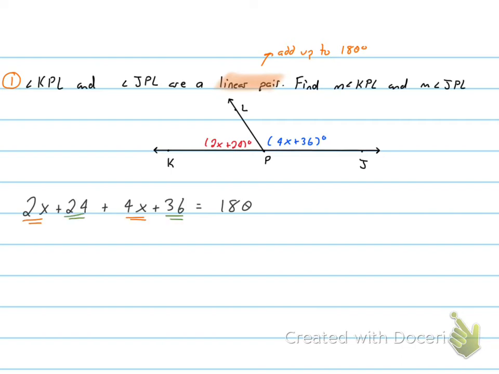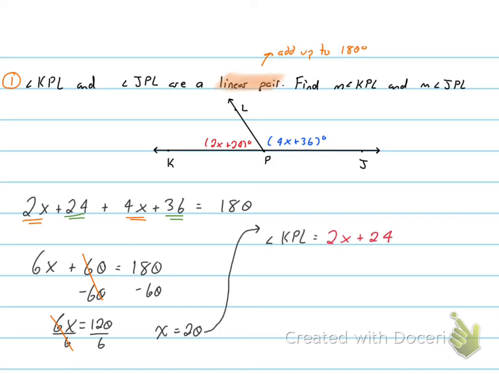Now let's solve for x. So we'll combine like terms. Now I have 6x plus 6 equals 180. I'm going to get that x by itself. And I'm left with x equals 20. Now finally I'm going to plug this in for KPL and JPL. Angle KPL is 2x plus 24. 2 times 20 plus 24 gives us 64. JPL would be 4 times 20 plus 36, which is 116. To double check, I can add both these together. 64 plus 116 does in fact give us 180.